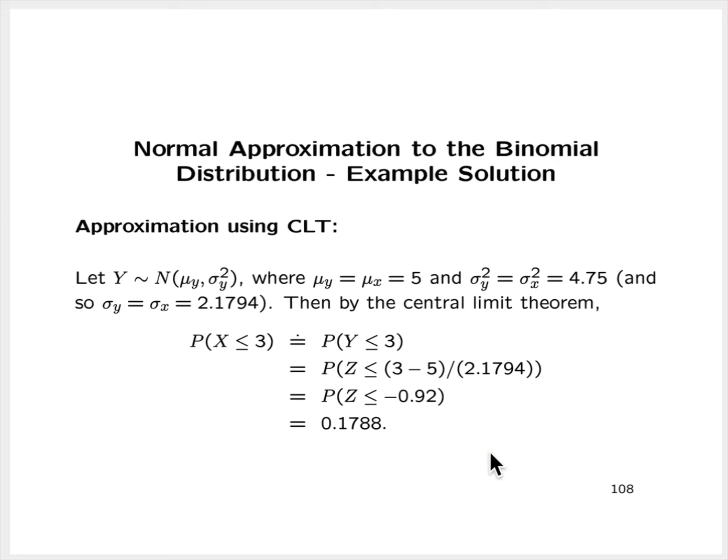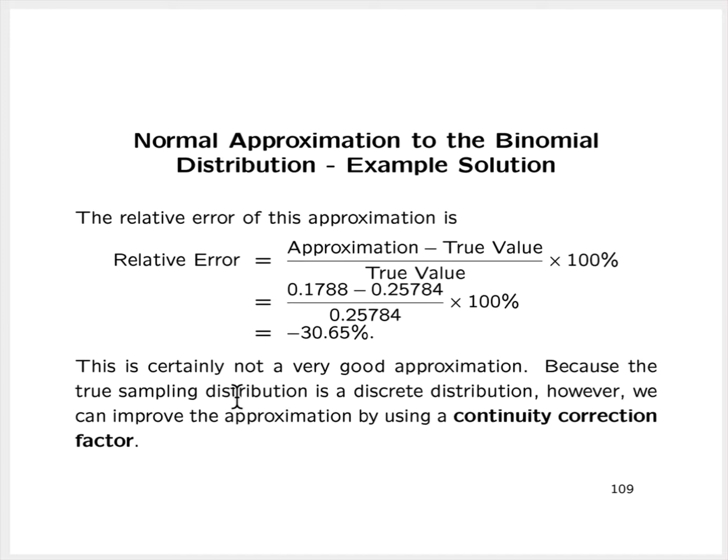Okay, so this is our approximation based on the normal distribution for the probability that the binomial random variable is less than or equal to 3. Now, we're going to evaluate the quality of that approximation, and we're going to do that by calculating the relative error of the approximation. The relative error is equal to the approximate value minus the true value over the true value times 100%.